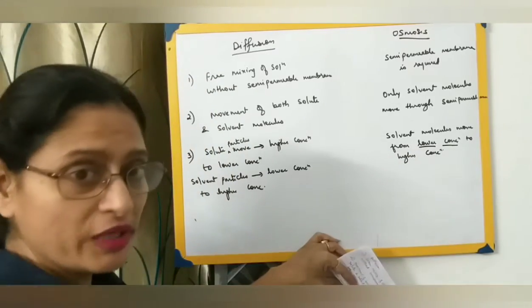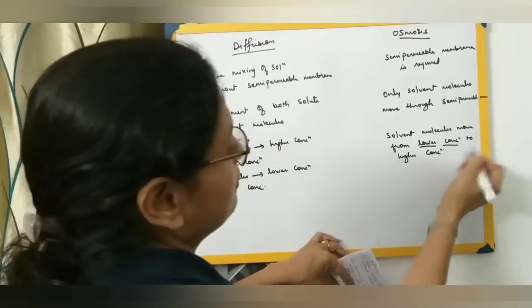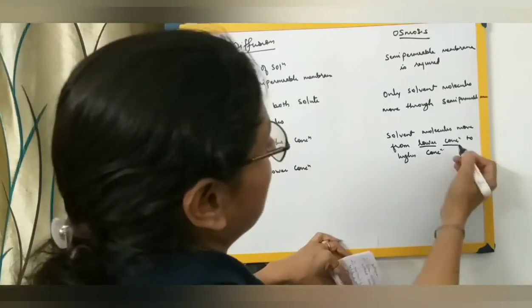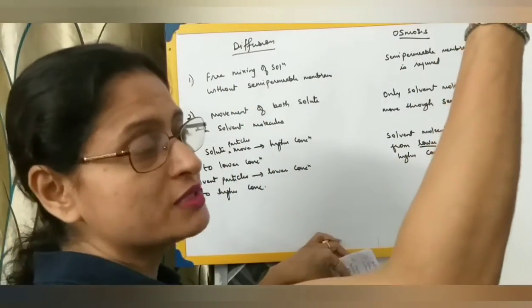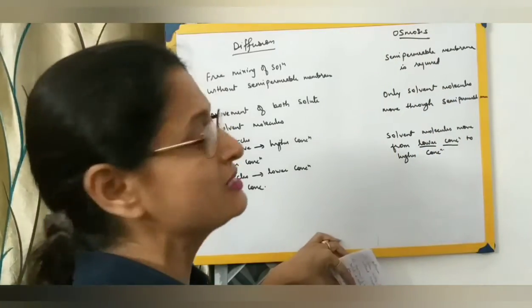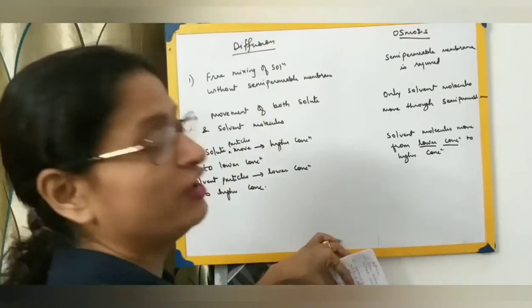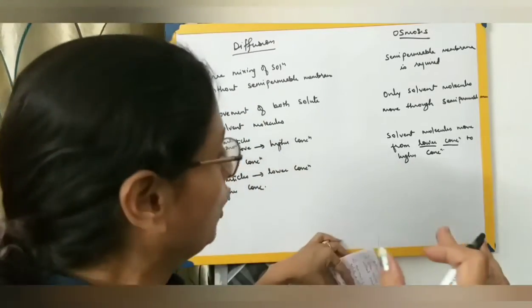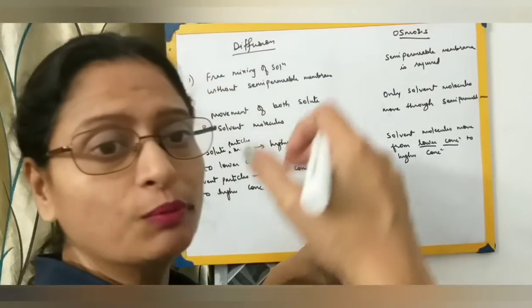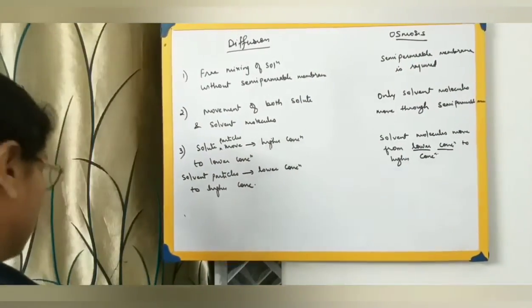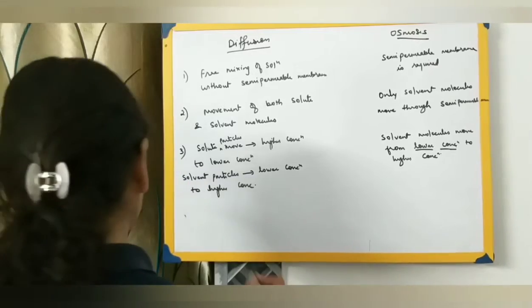Don't get confused, students. I hope you are clear about lower concentration to higher concentration. Lower concentration over here means the place where your solvent molecules are more and solute particles are less. Higher concentration means where your solvent molecules are less and solute molecules are more. Usually people get confused with this particular point.